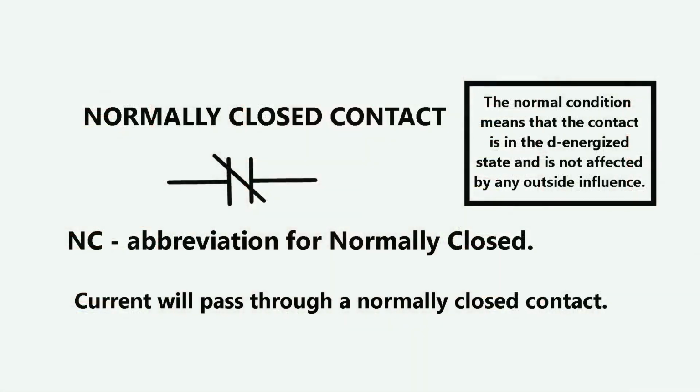The other side of the normally open contact is the normally closed contact. And NC is the abbreviation for the normally closed contact. And current will pass through a normally closed contact. We've been through this on the video that we did on relays.